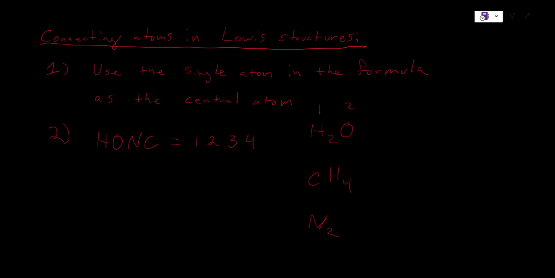So oxygen has two bonds and hydrogen has one bond, so it's going to be like this. Carbon has four bonds, hydrogen has one bond, so the molecule is going to look like this. And nitrogen has three bonds, so we know that it's going to look something like this. Actually, it looks like this. But it's a good guide to use when you come up to the step in the Lewis structure where you have to connect the atoms.